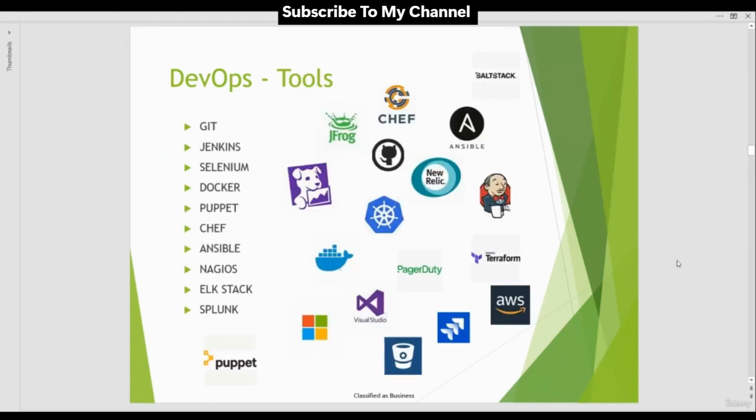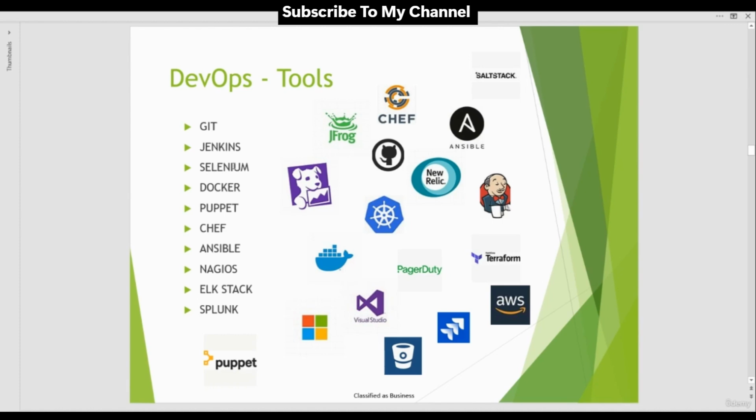Hi all, welcome back. In today's lecture, we will see about the tools. If you know continuous integration, continuous deployment, or continuous monitoring, there are many different tools available. In this slide, some of the tools I have captured, like Git, Jenkins. Jenkins is a build automation server.